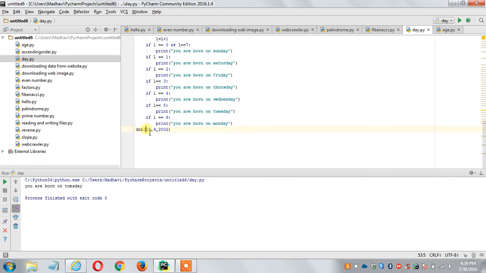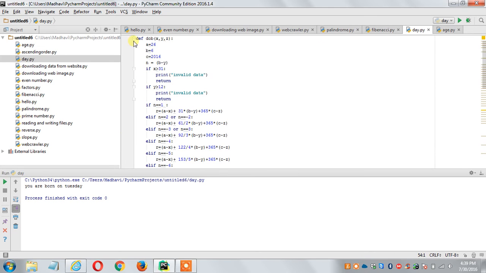So okay, now let's see what the computer does here. First, it would just take the three variables I give: 17, 9, 2002. Okay, x, y, z.